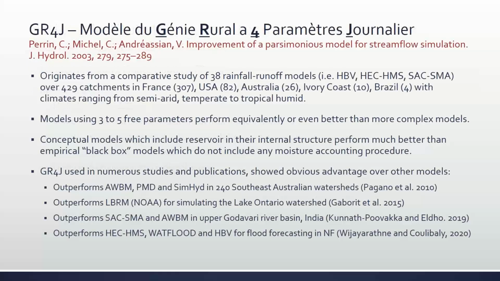So let's start with the GR4J model, which really stands for Modèle du génie rural à 4 paramètres journaliers in French. So in English it would be rural engineering model with 4 parameters, daily time steps. And the main publication is right underneath that title.